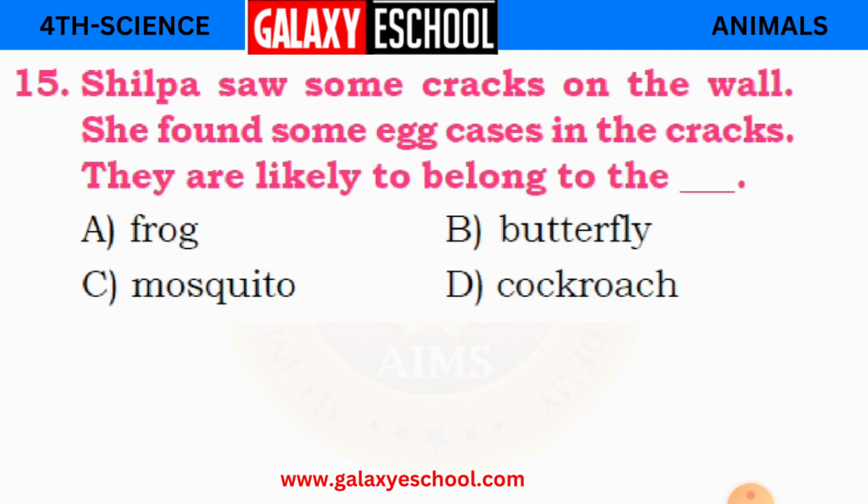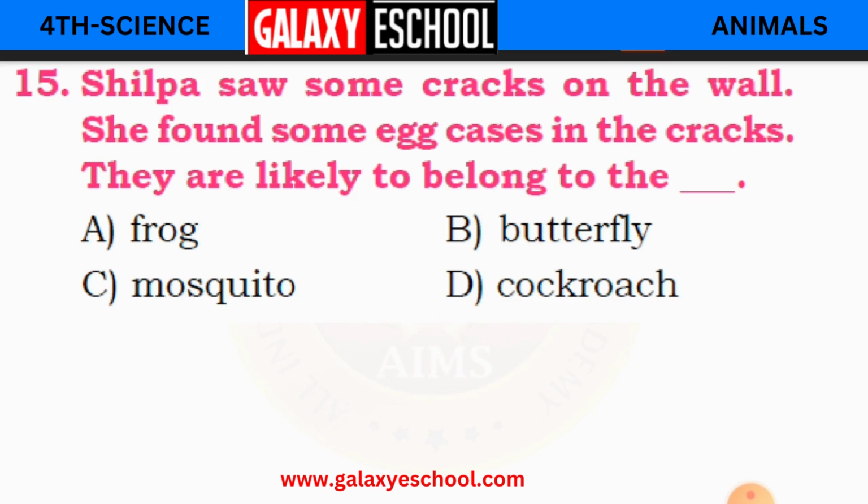So they are likely to belong to which insect, whether frog, mosquito, butterfly or cockroach. To which insect do these egg cases belong? That we have to identify. Where does the frog live, children? It lives on the land and also in the water. So it is not going to lay eggs on our walls. Yes or no? So this is the wrong option.